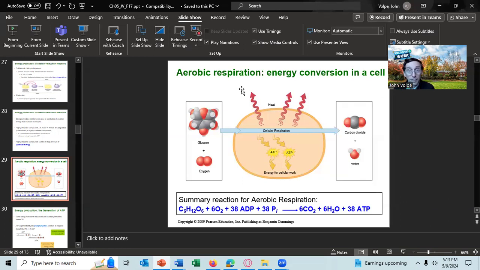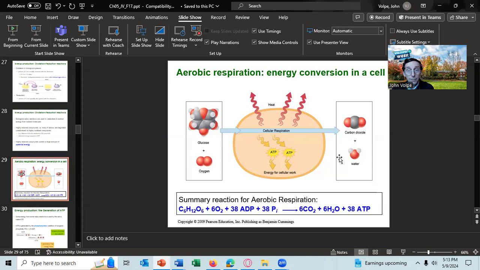In aerobic respiration, you have glucose, which gets together with oxygen, and then the glucose gets oxidized in cellular respiration, giving off energy, some of which is stored as ATP, and the glucose and the oxygen are converted to carbon dioxide and water.